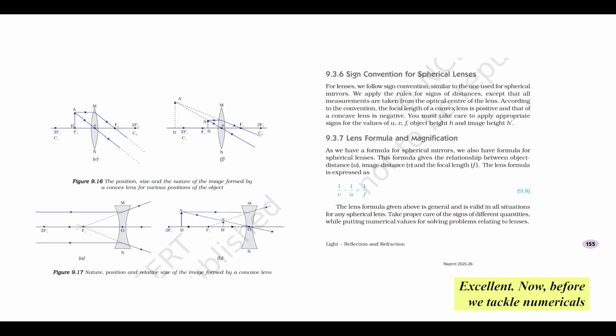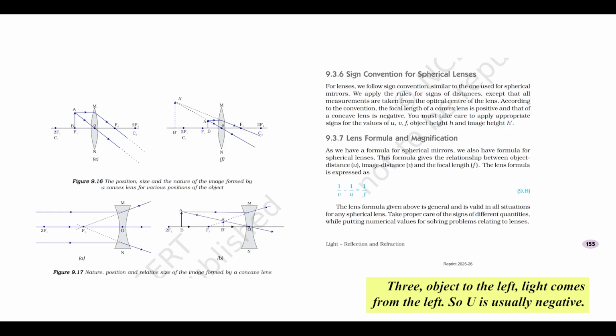Excellent. Now, before we tackle numericals for lenses, we need the sign convention for spherical lenses. It's very similar to mirrors, but centered on O, and with a key difference for F. The rules. 1. Measurements are from the optical center, O. O is the origin. 2. Principal axis is the x-axis.